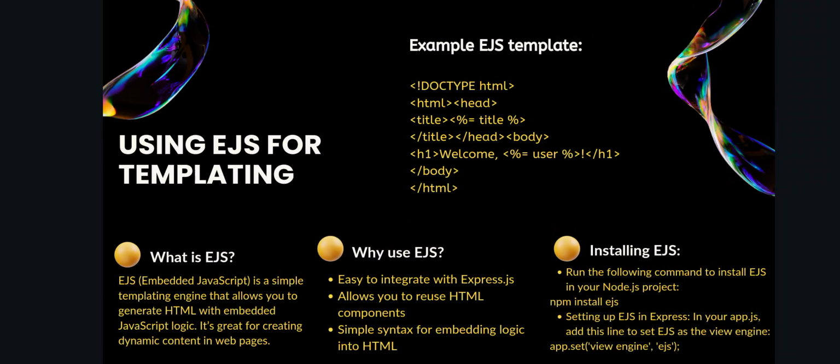So how to use EJS for templating? What is EJS? EJS, embedded JavaScript, is a simple templating engine that allows you to generate HTML with embedded JavaScript logic. It is great for creating dynamic content in web pages. If you want to serve dynamic content in your web pages, you need to use EJS. And why use EJS? It is easy to integrate, meaning you can easily integrate it with your project and the Express.js library. It allows you to reuse HTML components.